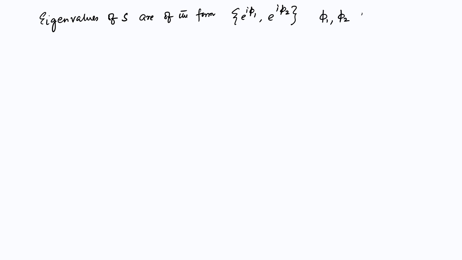Now let's look at the eigenvalues of S, which are of the form e to the power i phi 1 and e to the power i phi 2, because these are in general complex numbers. These phi 1 and phi 2 are real, and they are known as scattering phase shifts.